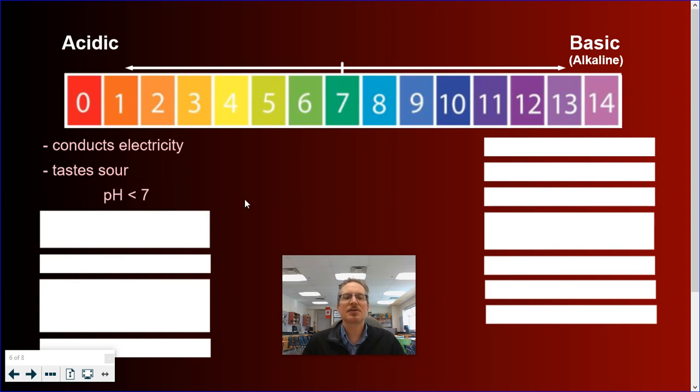Acidic substances also have a pH less than 7. And it is important in this chapter that we understand the arrows and how to read them. So any pH lower than 7 will be considered acidic.